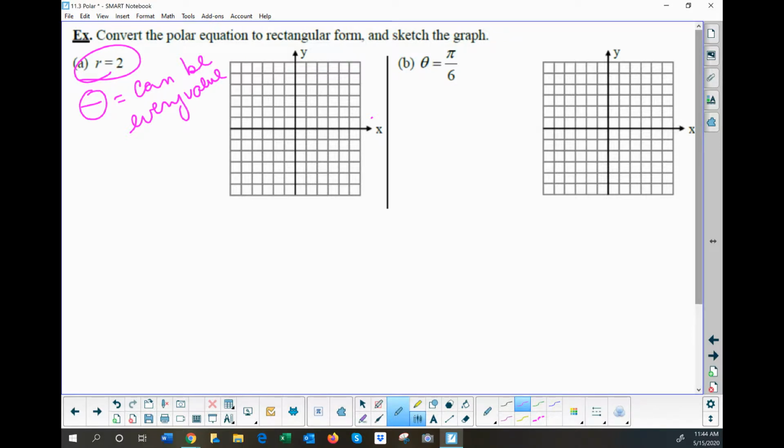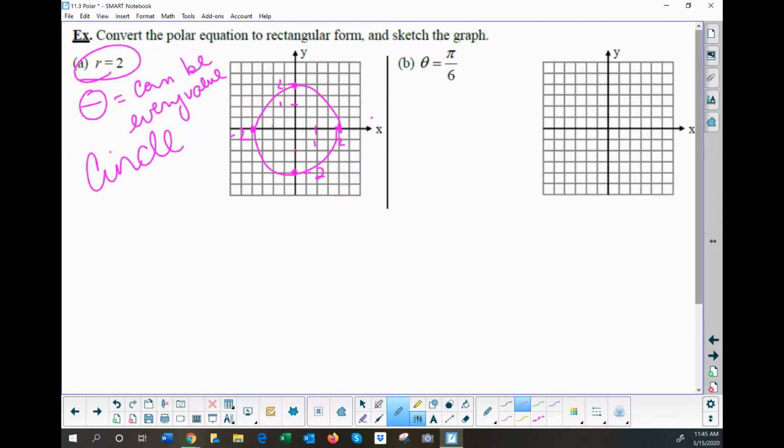I think I'm going to count by 2s just to make this a little bit larger scale. So there's 2, there's 1. So basically we want to get a circle with a radius of 2. There's -2. That would have been -2. And then draw your very best circle. So this ends up being a circle.